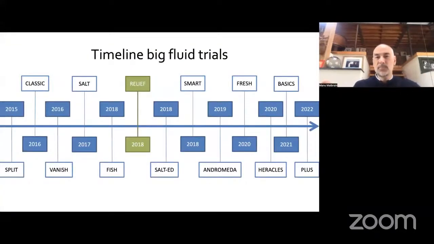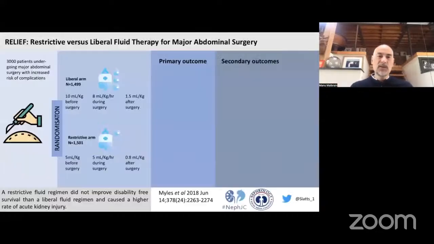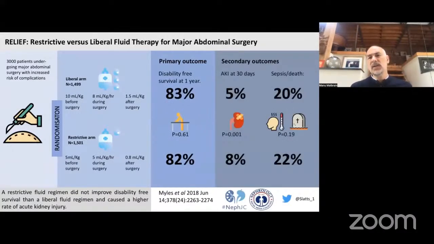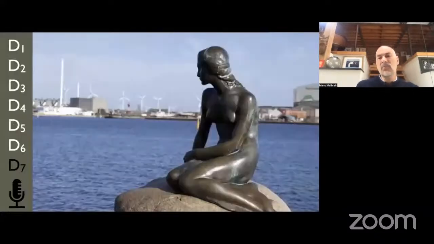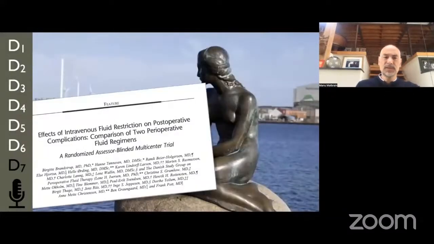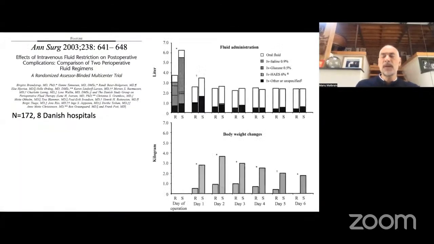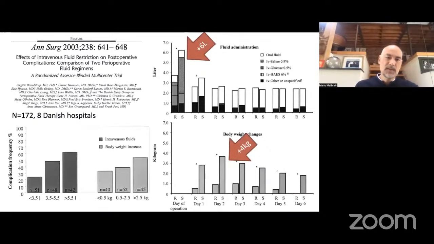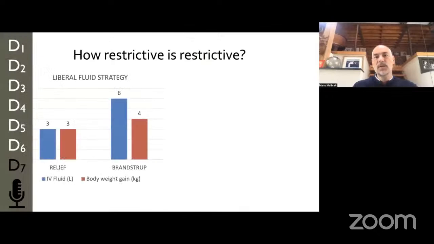So if you look at the timeline of the big fluid trials, there was the CLASSIC trial in 2018 comparing restrictive and liberal treatment. There was no difference in primary outcome. There was maybe more risk for AKI in the restrictive group. Later on, there were other studies like the Brandt-Stroop study from Denmark, 172 patients. And you can see that in the liberal group, there was more fluids, more body weight, and you see the more increase in fluid accumulation, the more complications.